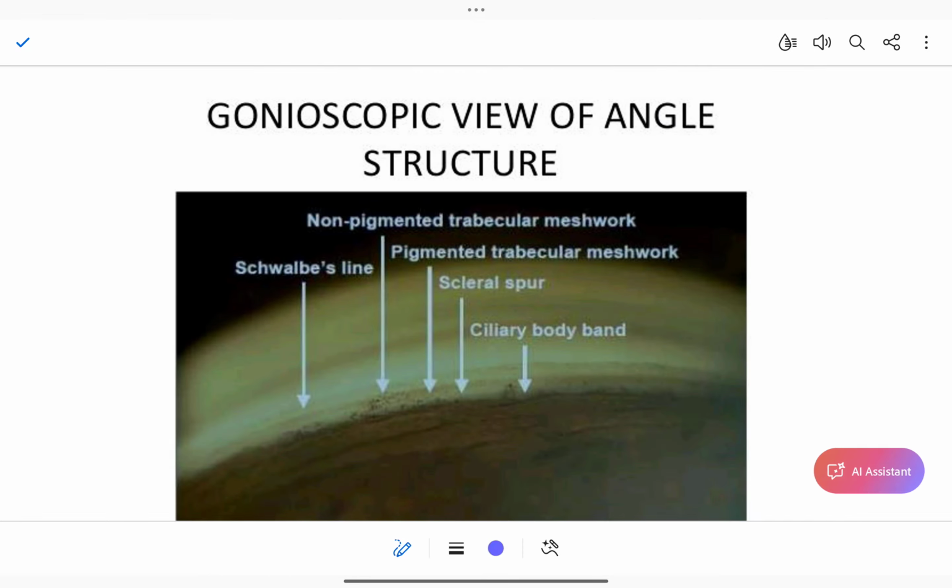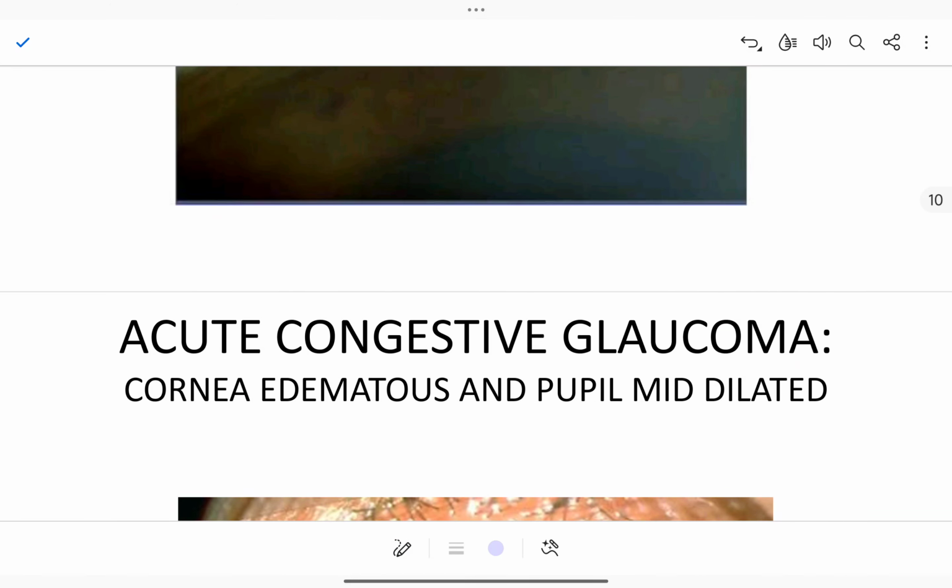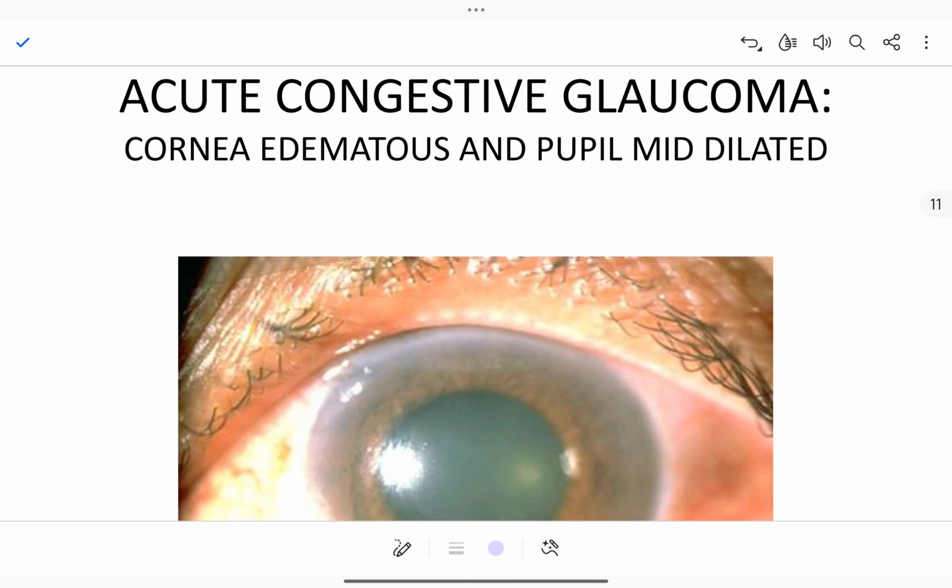This is gonioscopic view of the angle structures, that is Schwalbe's line. This is non-pigmented trabecular meshwork. This is pigmented trabecular meshwork, scleral spur, and this is ciliary band. This is acute congestive glaucoma: cornea edematous and pupil mid dilated.